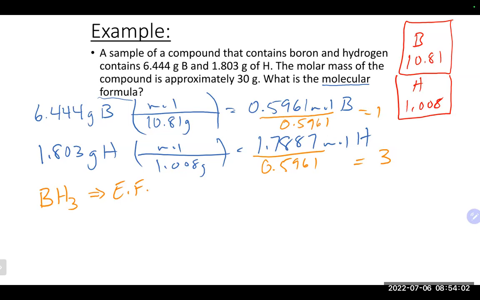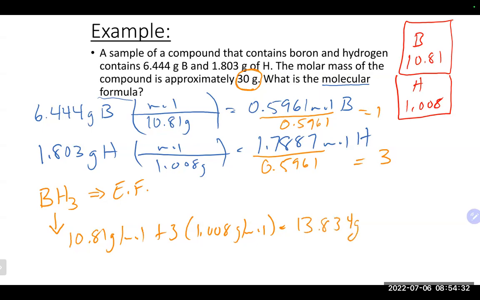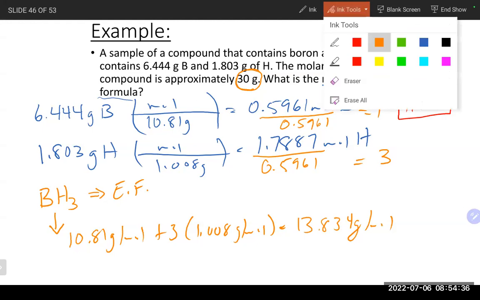At this point, we need 2 more things. One, which is already given to us, is that the molar mass of the compound is about 30 grams. And then we need the molar mass of our empirical formula. So getting that would be 10.81 plus 3 times 1.008, which looks like 13.834.